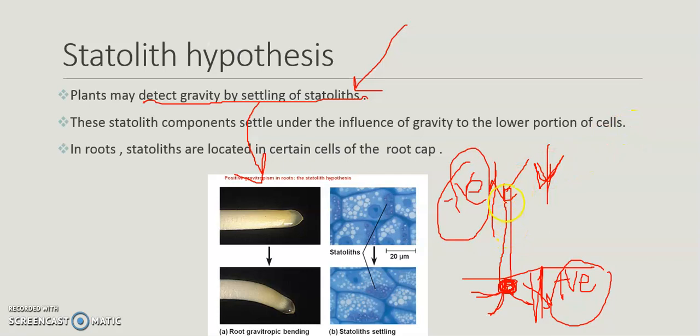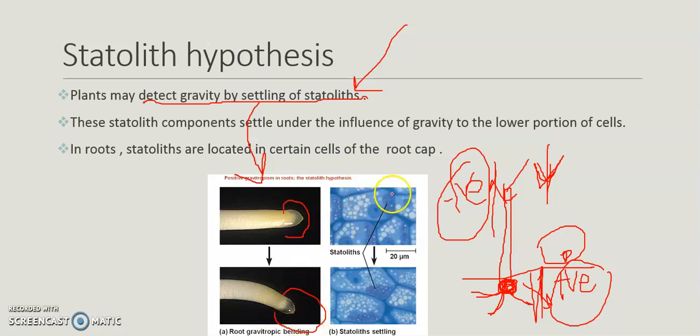As I explained, on every cell they will be depositing in the lower portion. In roots, statoliths are located in certain cells of the root cap. You all know where the root cap is. So this is the root cap, and they will be settling in the root cap. We can find statoliths in the root cap.